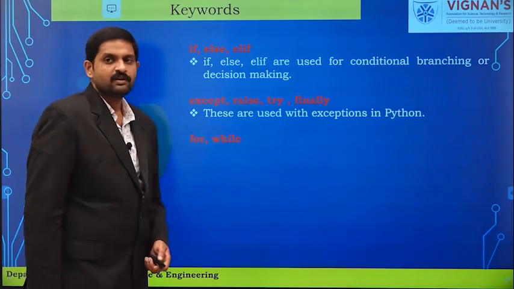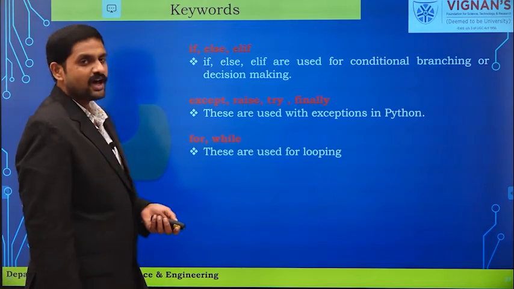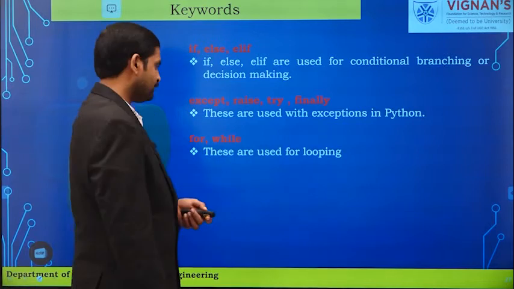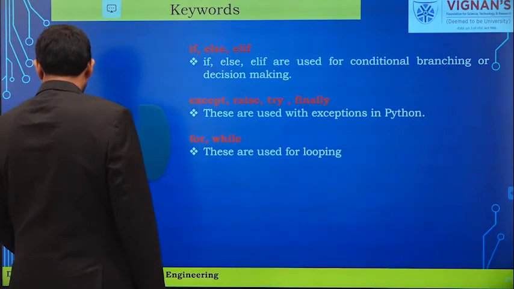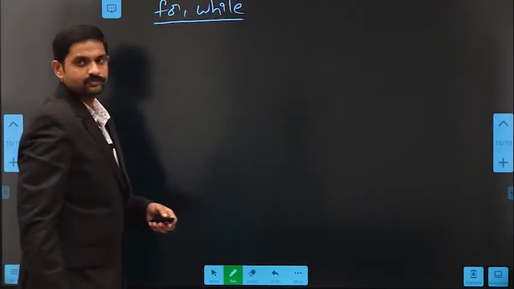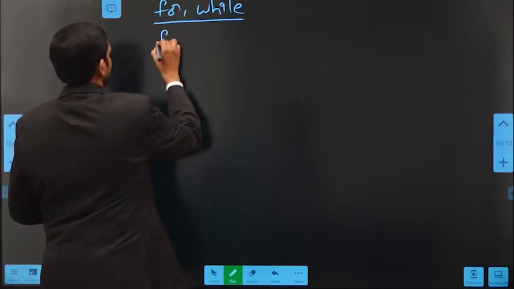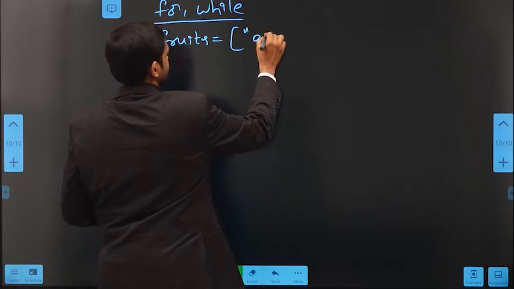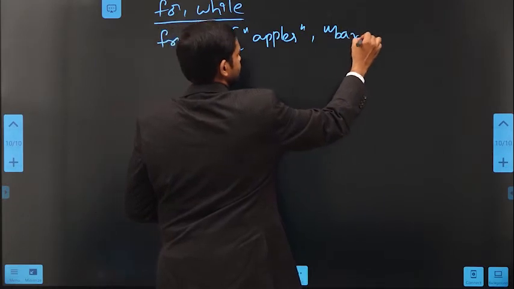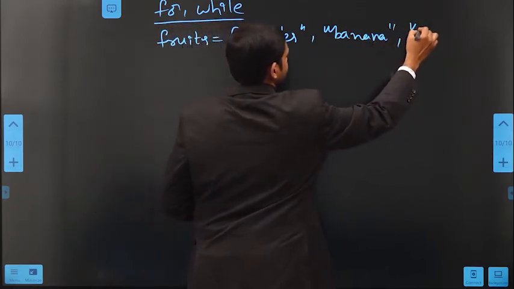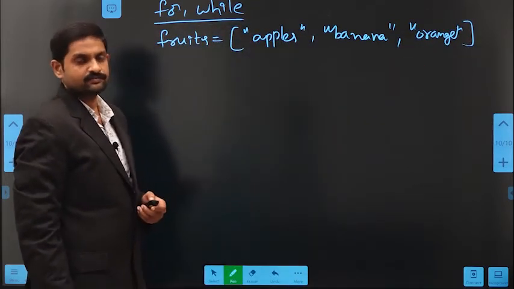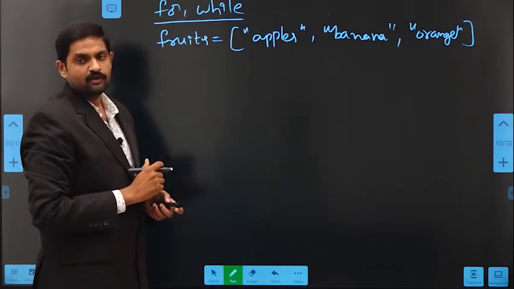Okay. Next, for, while. These are used for looping. For and while are the keywords used for looping. Let's see an example on for and while. fruits = apple, banana, orange. This is a set. The set is assigned to the variable fruits.